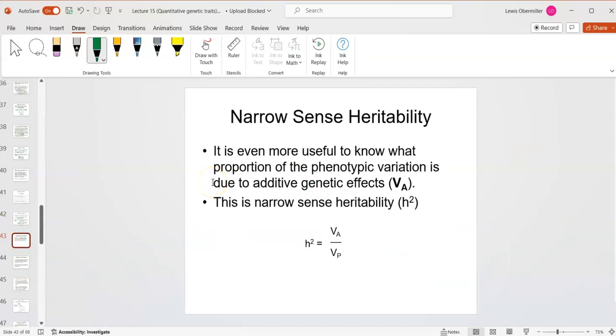So, what may even be more useful is knowing what proportion of the variation found in the population is due to the additive genetic effects, right? And so that is narrow sense heritability. So all we're looking at is the additive effects of a population, which is VA. So narrow sense, which is small h squared, is the variance of additive effects divided by the phenotypic variance that we see.